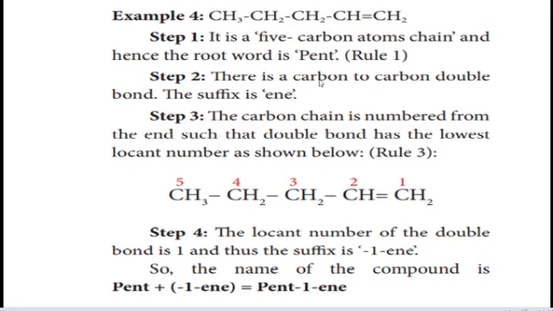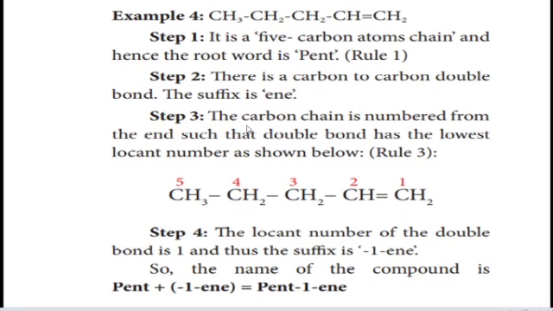Step 2: there is a carbon to carbon double bond, so the suffix is ene. If a double bond is present in any one place, the suffix ene is used. It is a 5 carbon atom chain, hence the root word is pent, and there is a carbon to carbon double bond, so the suffix is ene.